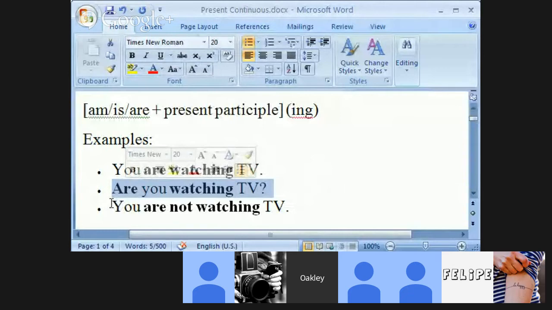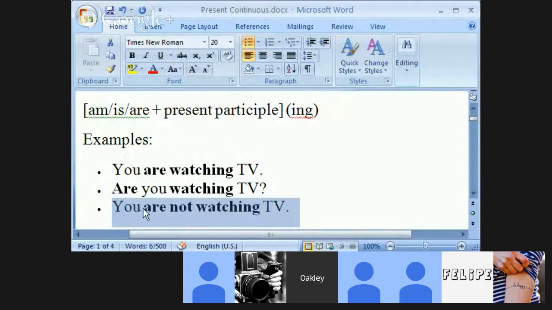In the negative statement, again, our subject noun is first. Not, as always, will follow the first auxiliary. So there you go. You are not watching TV. In this case, of course, in normal spoken English, while it is possible and not wrong to contract you're not watching TV, that's perfectly fine. But we tend more often than not to contract the not part. So probably more likely you would hear you aren't watching TV.